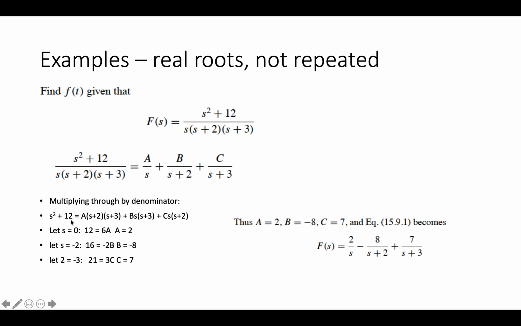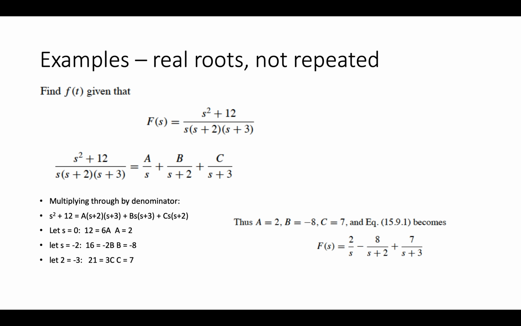So when you do that, you get s squared plus 12 is A times (s plus 2)(s plus 3), B times s(s plus 3), and C times s(s plus 2). And then the easiest way to solve for A, B, and C is to pick values of s that will make a lot of terms go to 0. So if you pick the actual roots themselves, first let's pick s equal to 0. Notice that makes the B and C terms go to 0, and leaves us with the equation 12 is equal to 6A, which makes it easy to solve for A. So A is equal to 2.